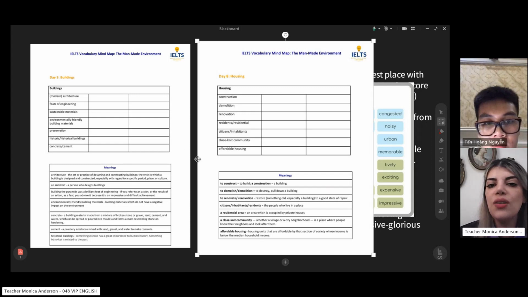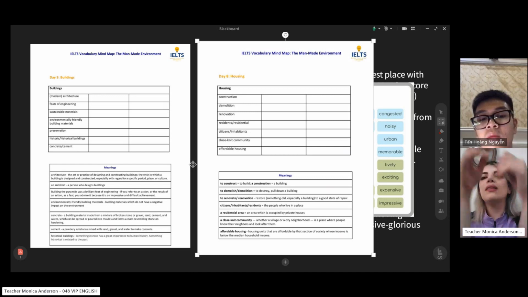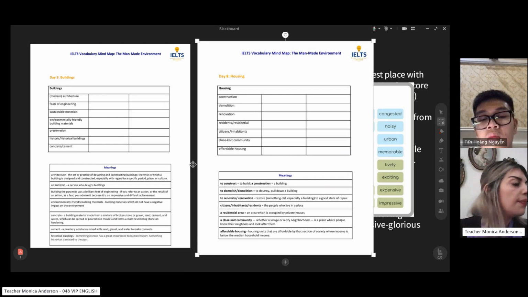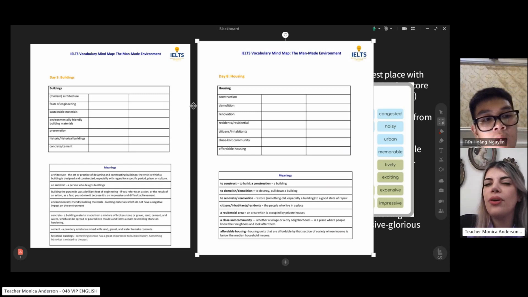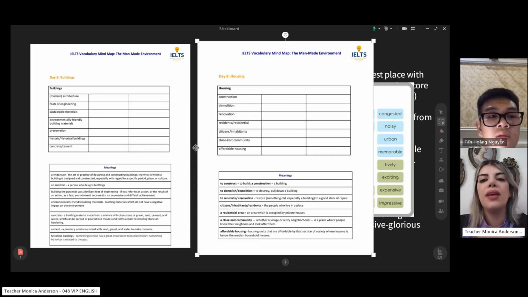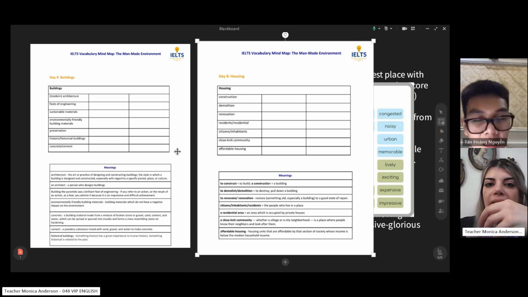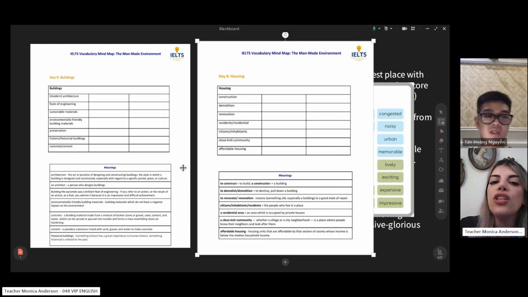Construction. As you can see, the verb is to construct. In IELTS, we don't say to build, we say to construct. We don't say building, we say construction. And as I told you, demolish. Demolish is the verb and demolition the noun, to destroy, to pull down a building. Renovate is the opposite of demolish, and renovation is the noun.